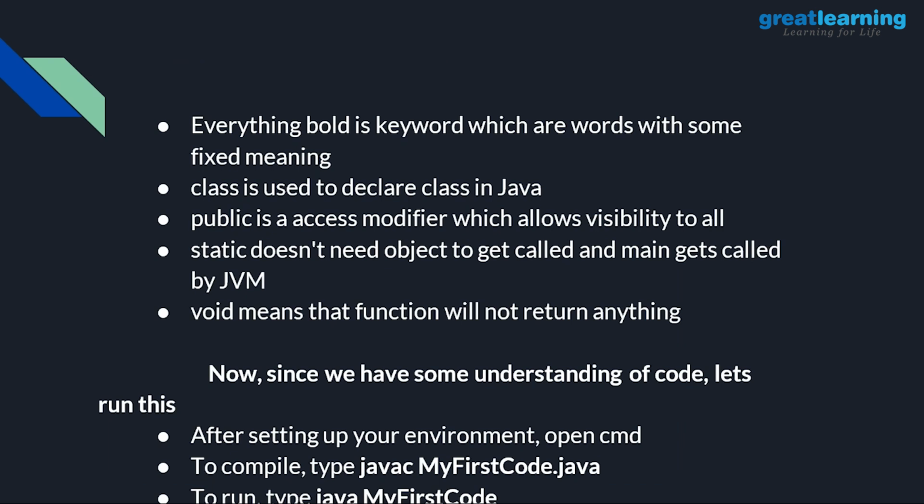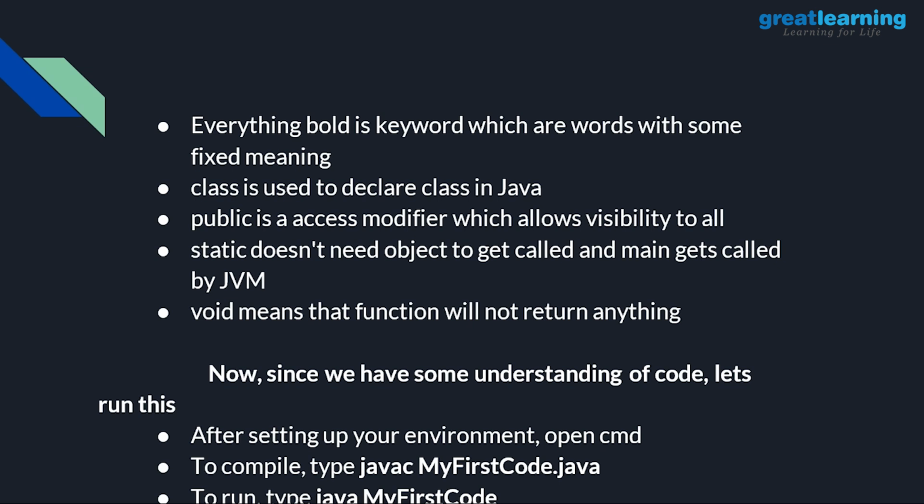Everything bold in Java is a keyword. It has some fixed meaning. My first class, the class was declared by the name MyFirstClass. The name of the class was MyFirstCode. Class is used to declare classes. This class keyword, which we saw earlier in the slide, is used to declare classes.